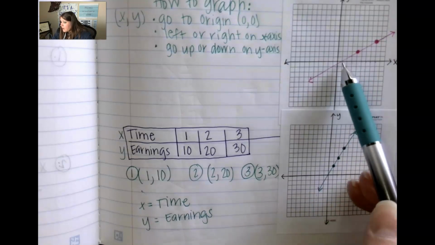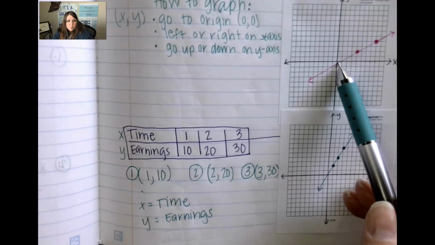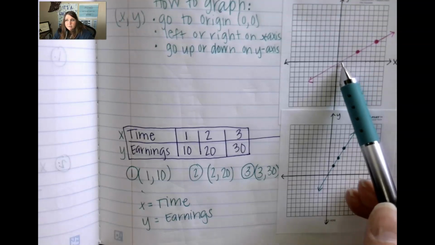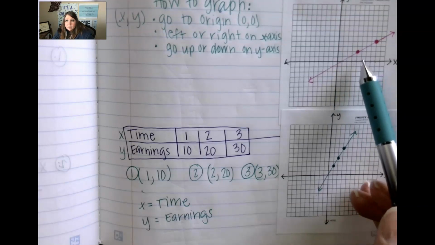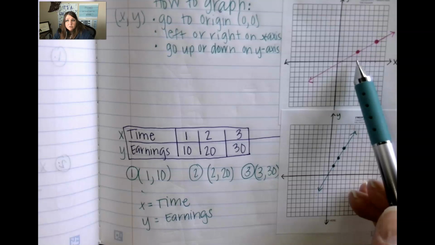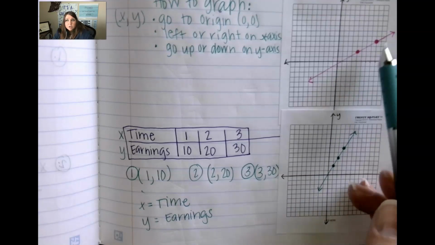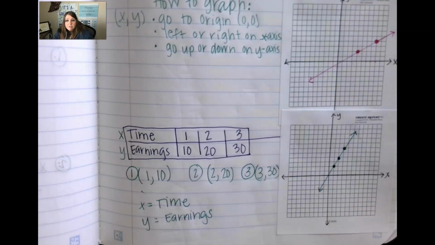Over here, for every cup of flour and water, it was 2 to 1. So 2 cups of flour for every 1 cup of water. We could have found the unit rate right here and then made that easier for us to graph.